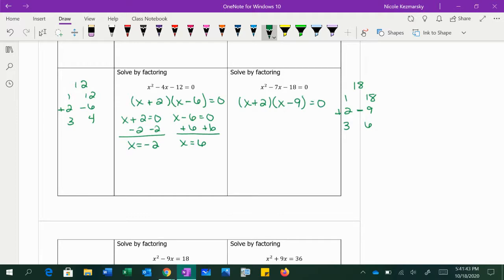And if you've noticed from all of these, when you set these binomials equal to 0 and you solve them, the sign changes. So in the one that we did before, we had x plus 2, the answer was -2. So for this one, x equals -2. For the one that we did before with x minus 6, the answer ended up being +6. So x minus 9 is going to end up being x equals 9. And this is the reason when we were doing intercept form that we had to switch the sign to get the x-intercepts. It's because we're setting them equal to 0.